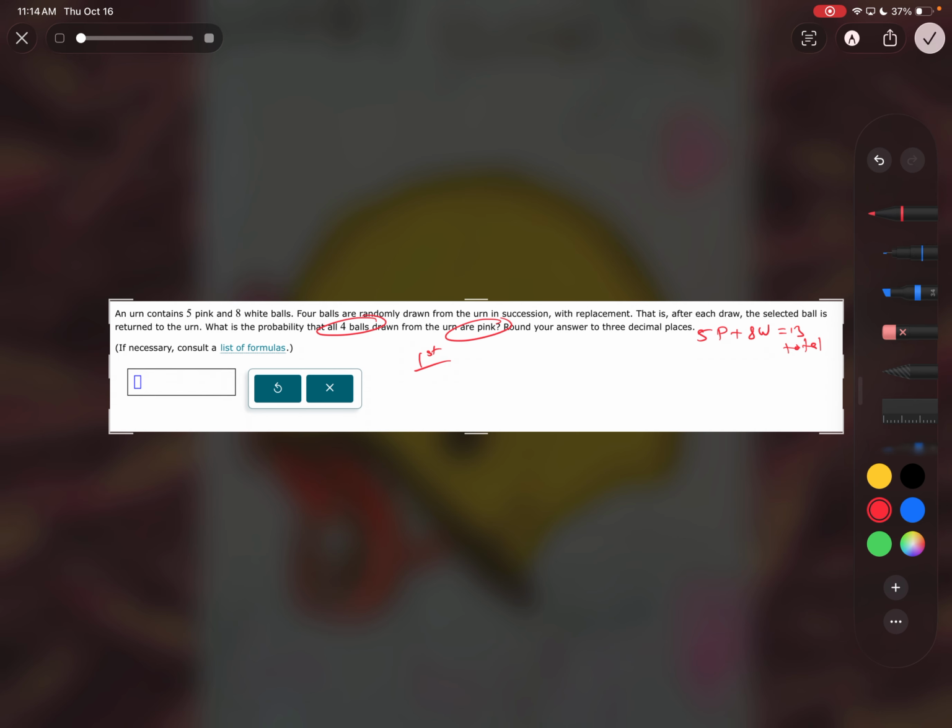The first draw that I get a pink one. So if I have all 13 in there, I'd be 5 out of 13, right? So that's the first time I draw. Now I put the ball back in for my second draw, and when I put it back in, it doesn't change. It'd be 5 out of 13, right? The third one, again, would be 5 out of 13. The fourth one would be 5 out of 13. When it doesn't change, you could actually just do it to the 4th power. 5 over 13 to the 4th power, because you're doing it 4 times.